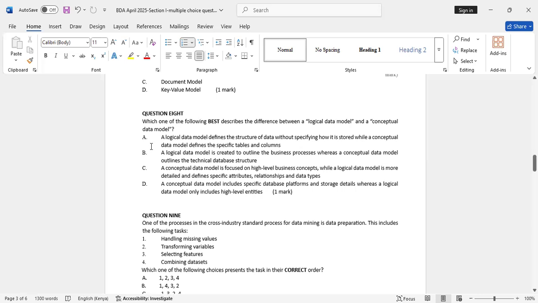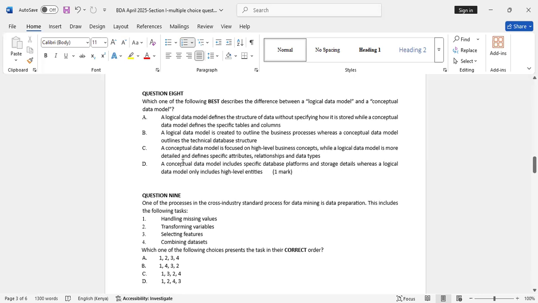B: a logical data model is created to outline the business processes, whereas a conceptual data model outlines the technical database structure. So they have interchanged, yeah? It's logical that outlines the technical data structure. So I'll also eliminate B. Yeah, that's how you eliminate these things. But C: a conceptual data model is focused on high-level business concepts, while a logical data model is more detailed and defines specific attributes, relationships, and data types.